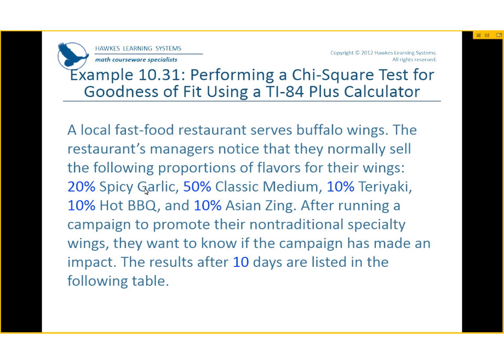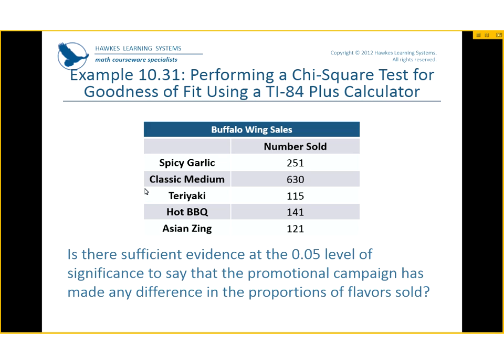All right, so let's look at it if the proportions are different. There's a fast food restaurant and they serve buffalo wings. The restaurant manager notices that they normally sell the following proportion of flavors for their wings: 20% spicy garlic, 50% classic medium, 10% teriyaki, 10% honey barbecue, and 10% Asian zing. So he's going to run a campaign, and he gets his results after 10 days. He puts them in the following table.